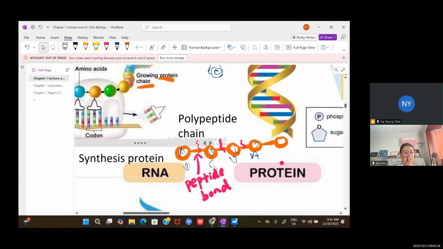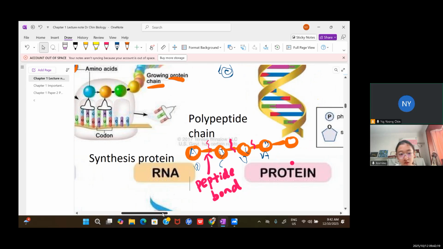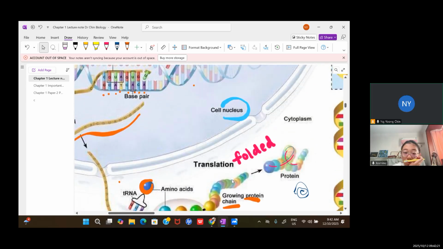Okay, and one thing is, you see, the initial sequence is A, B, C, D, right? But it becomes D, C, B, A. It's still the same amino acids, but the sequence has already changed. So the change in the sequence is being caused by what factor? It's due to the sequence of DNA also changing.